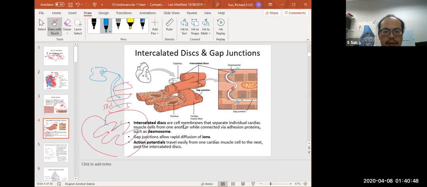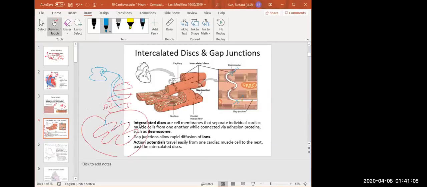So that basically is the key point here. Any questions? So remember that, just keep it in mind. We will talk about this.